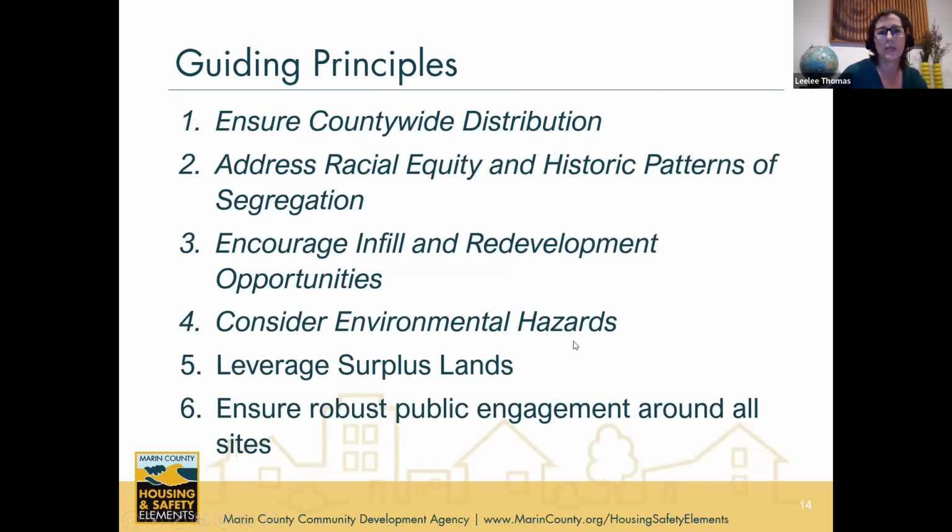So looking at, is there a way that we can ensure that there are some housing units in all parts of our county, ensuring county-wide distribution, looking at ways that we can address racial equity and historic patterns of segregation in our community, encouraging infill and redevelopment opportunities within our existing neighborhoods, considering environmental hazards that are identified in our safety element that are a result of climate change, such as flooding, high fire danger, etc. Also leveraging any surplus lands and doing robust community engagement around all of the sites. And so the meeting that we're doing tonight is an example of that. Next slide, please.